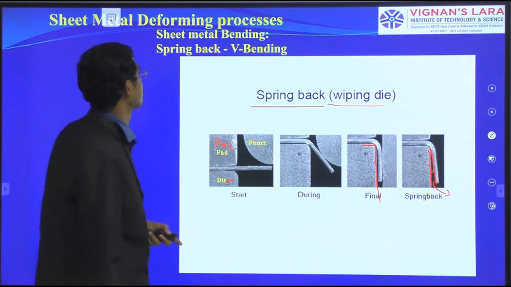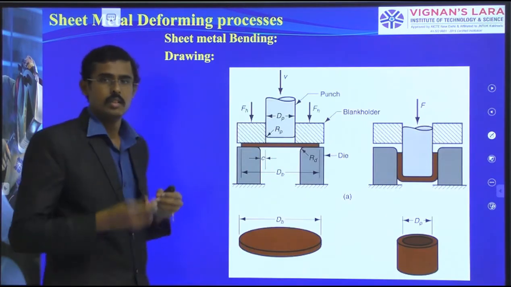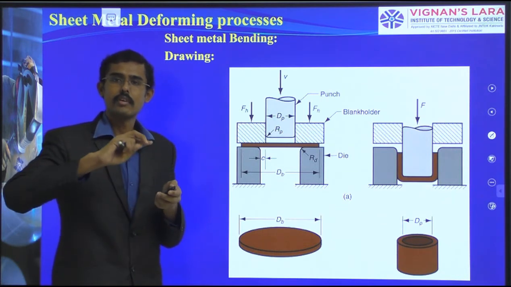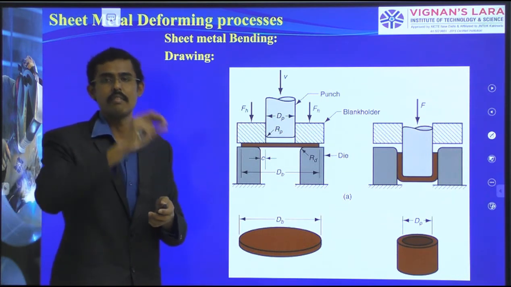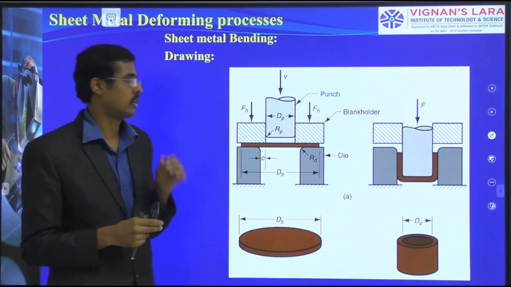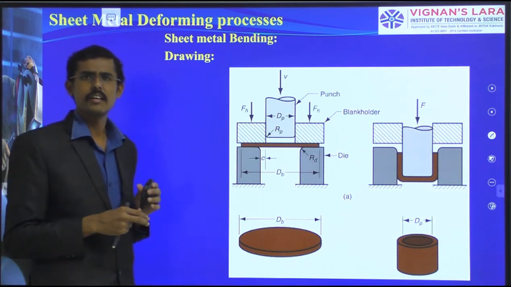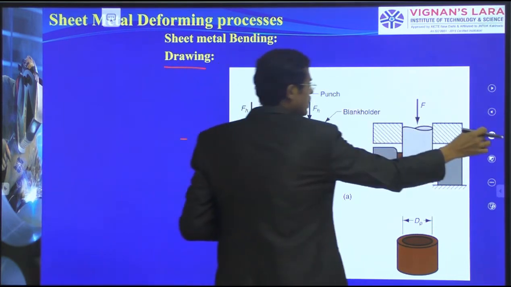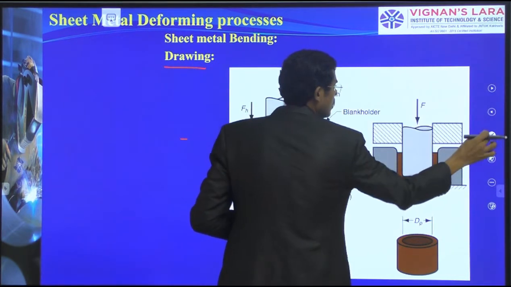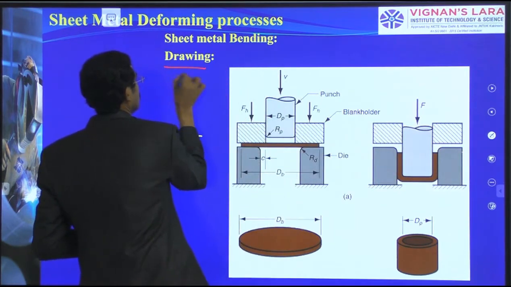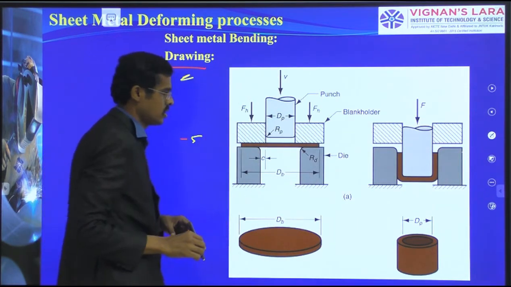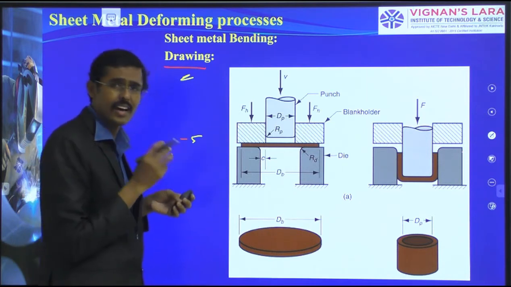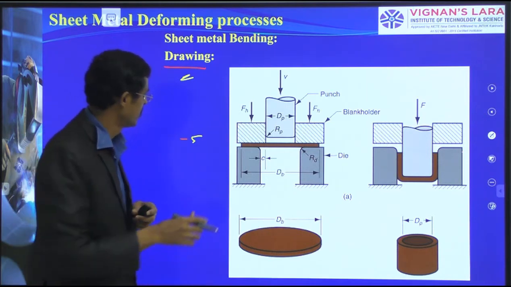So, wiping die. Now, on bending, we have done one part, edge bending and V bending, and the spring back effect. Another form is what we are naming as drawing operations. How am I doing these drawing operations? It's not shearing. We are not going to cut. We are going to convert a product.